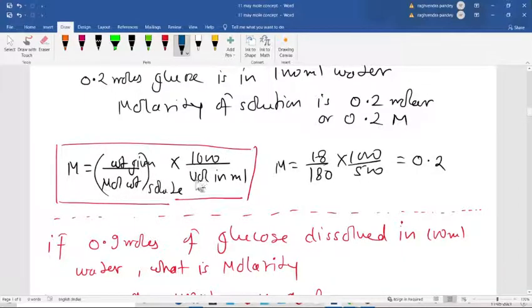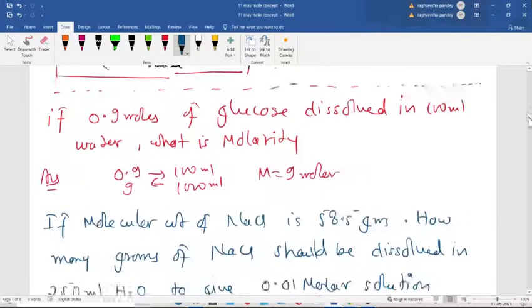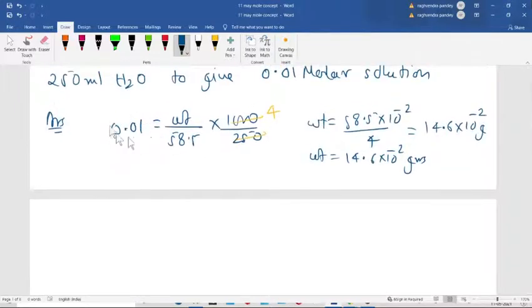Now you don't have to do anything. Volume in ml is 250 ml. Molarity is how much? 0.01 molar. That is the molarity. Okay, so just put this molarity. This weight you have to find. What should be dissolved? 58.5 gram is the molecular weight. 250 ml.